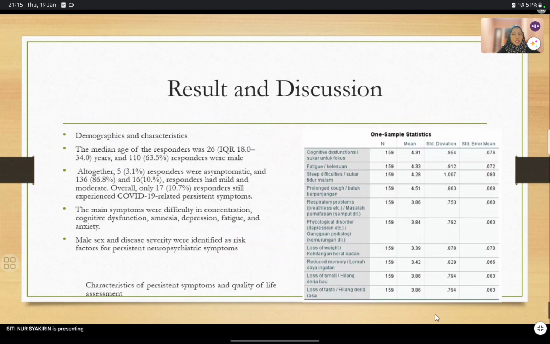So here are the results and the discussion. The median age of the respondents was 26, with an interquartile range between 18 and 34, and 110 respondents were male.